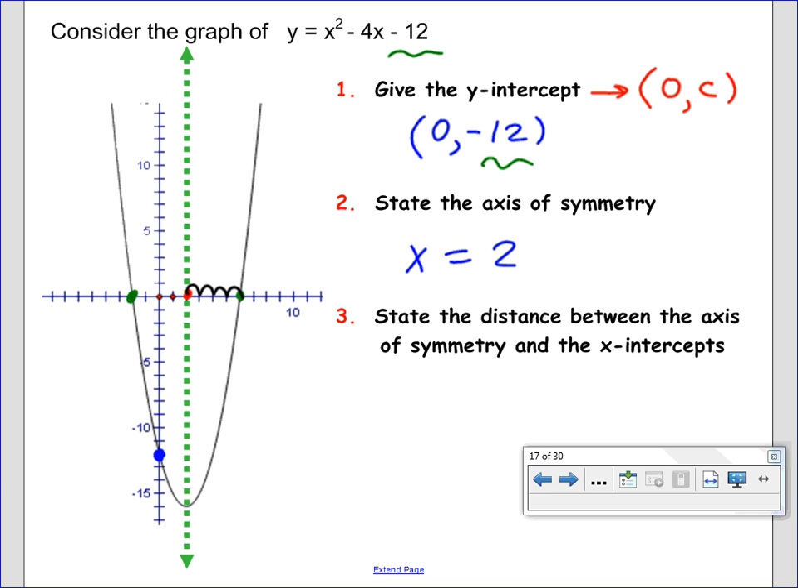Let's go ahead and check the other direction. So here we are, if we're math woman, and we start at the axis of symmetry, is it the same distance? If we walk to the left, 1, 2, 3, 4, then we end up at an x-intercept. And so the distance between the axis of symmetry and the x-intercepts in turn is 4 units.